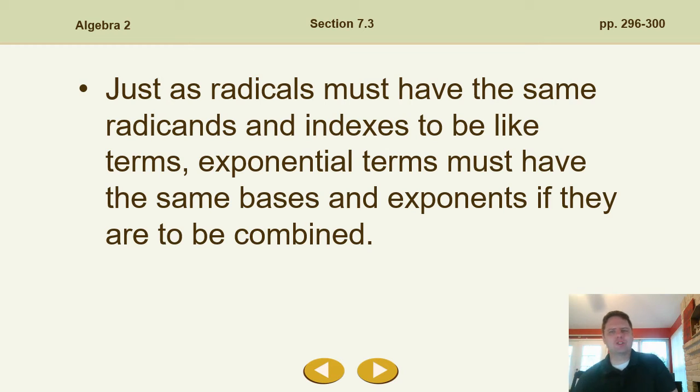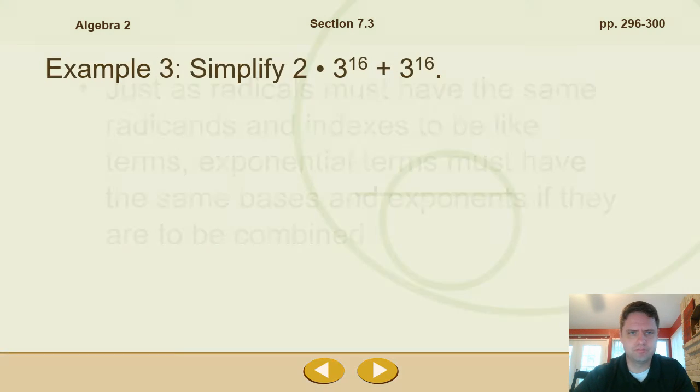So just as radicals must have the same radicands and indexes to be like terms, exponential terms must have the same bases and exponents if they are to be combined. So if radicals have to have the same radicands and indexes, if the term has an exponent, they have to have the same base and the same exponent if we're going to combine them together. Let's look at a couple examples of this.